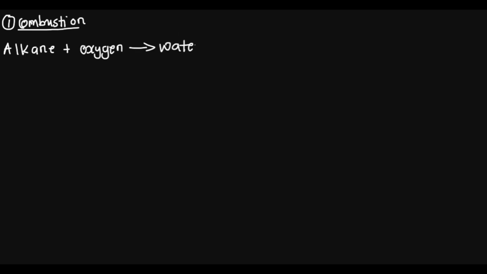Number 1, the alkanes undergo combustion. Now what is combustion? Combustion is just the reaction of any alkane compound with oxygen. Now what are the products? The chemical reaction can be: you get an alkane plus oxygen, you react it with oxygen. Then you get water plus carbon dioxide plus energy, or we just say heat.